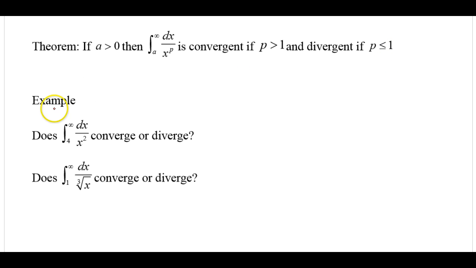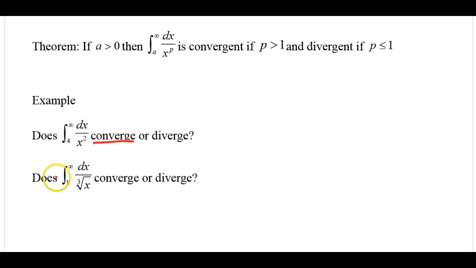So this should seem familiar. In these two examples, we're being asked, does the integral from 4 to infinity of dx over x squared converge or diverge? We have to recognize this improper integral to be in this form. So our a is a positive number, 4, and our exponent of x in the denominator is 2, which is a number that's greater than 1, so we can automatically say that this improper integral converges.